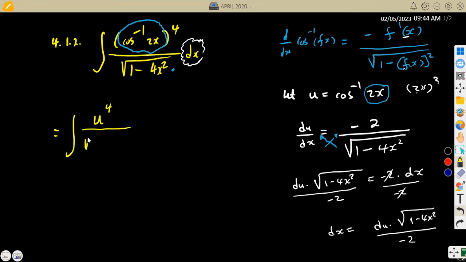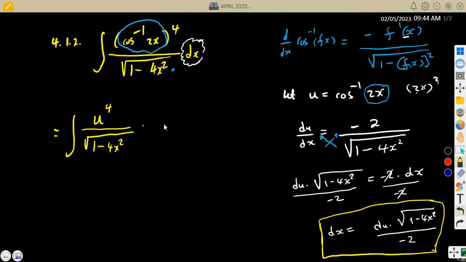Everything over the square root of 1 minus 4x squared times dx. Our dx, we have our dx here, which is equivalent to all of this part. So this is the one that we are going to use, which is du by the square root of 1 minus 4x squared, everything over negative 2. Okay, so we can simplify this so that we can find our integral by canceling these two. The square root of this and the square root of this are the same.